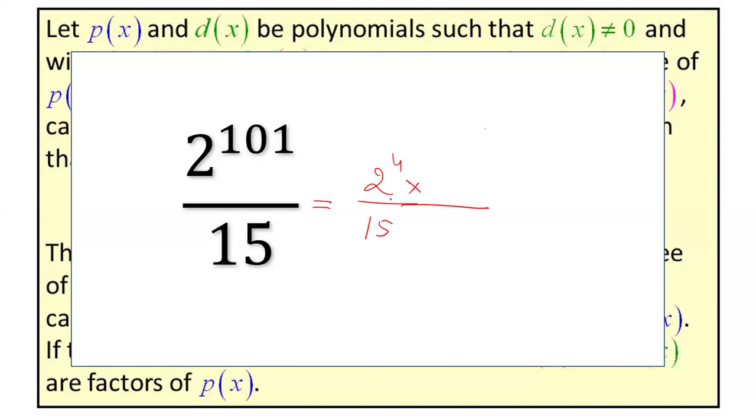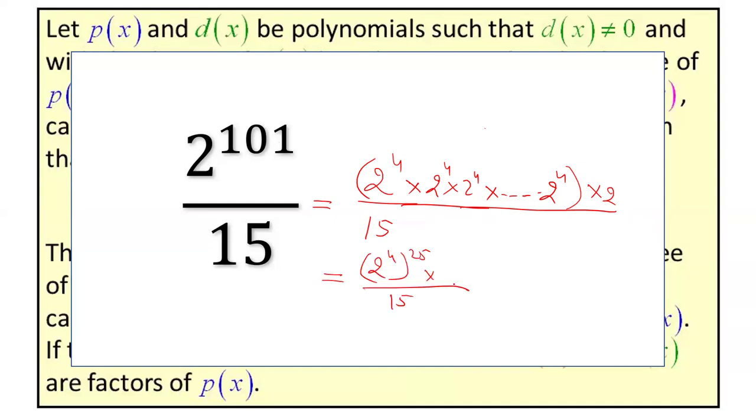Now, how many times can 2 power 101 be broken into 2 power 4, 2 power 4, 2 power 4? It will be broken 25 times, and then it becomes 2 power 100, and still we have a 2 left. So in a simple way, we can say that it is 2 power 4, power 25, because 4 into 25 is 100, and 2 is left here. Now 2 power 4 is 16, so it's 16 power 25 into 2 divided by 15.